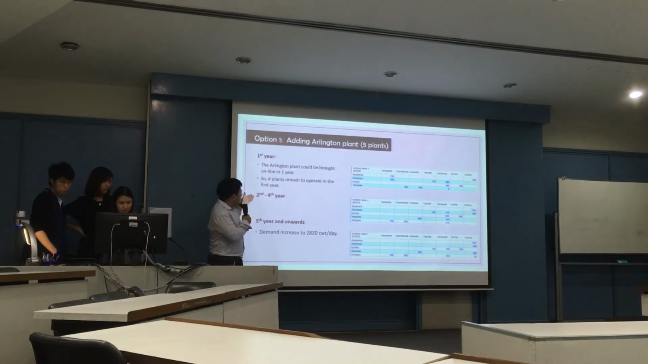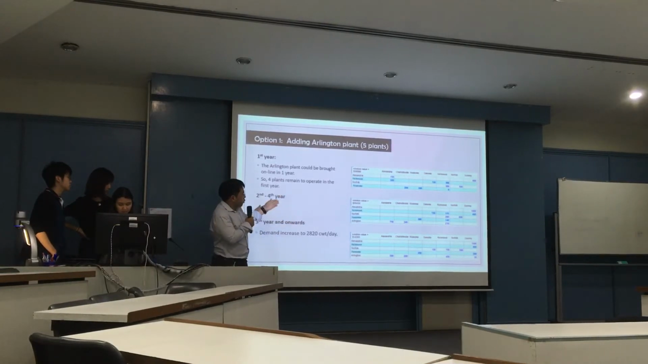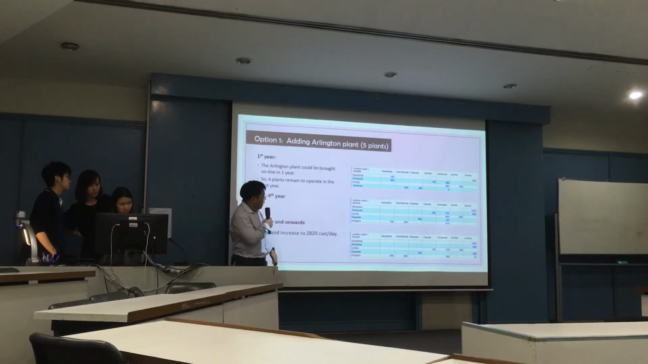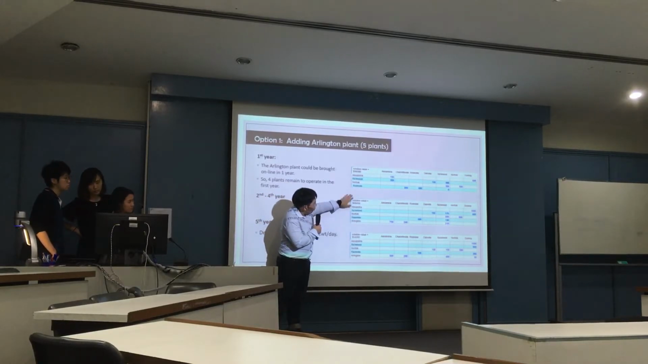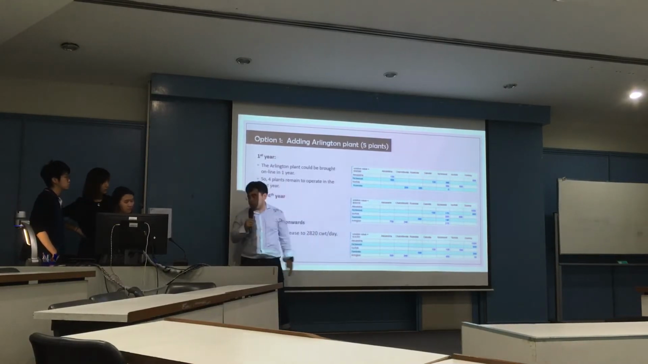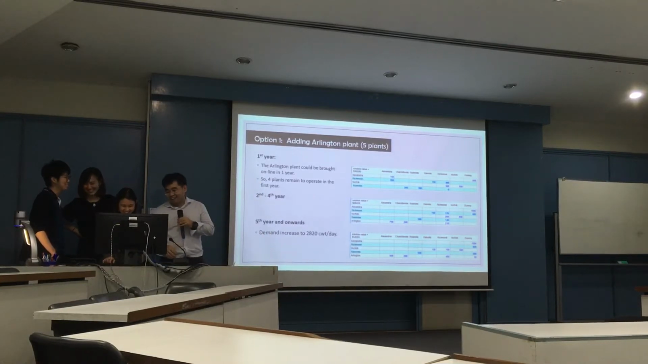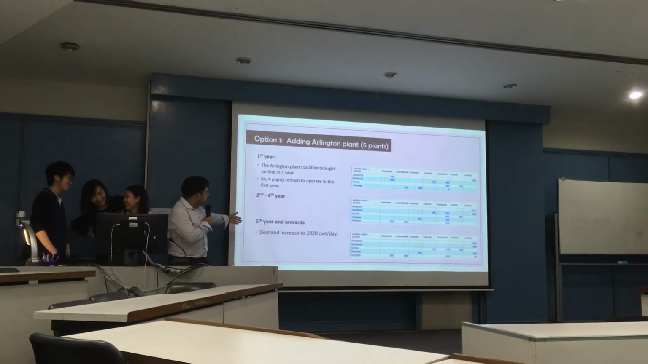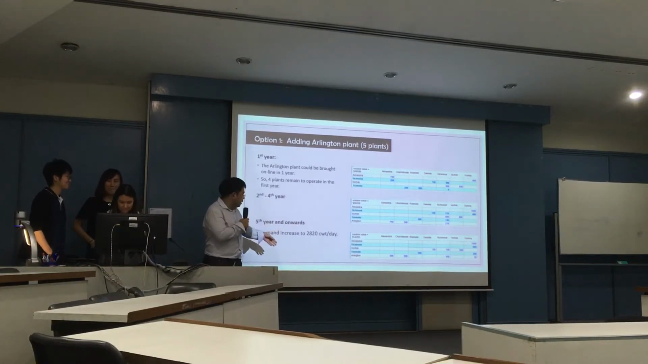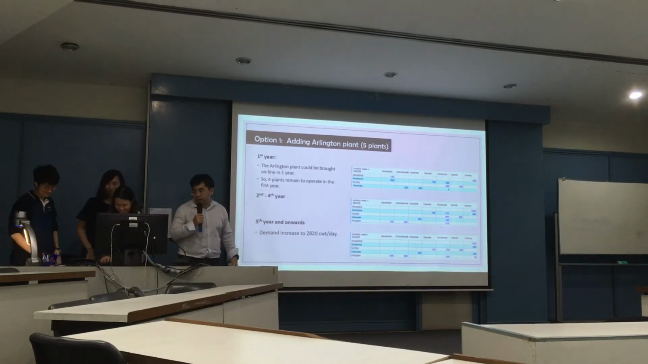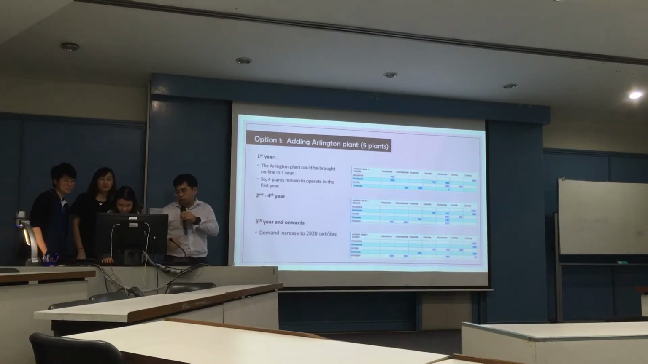And then on year 1 to year 4, after the Arlington plant finished construction, we use the web model by using QM software to find the minimum cost, and it will come up with the new supply. And then for the past 5 years, the demand has increased from 2,250 to 2,820 per day.